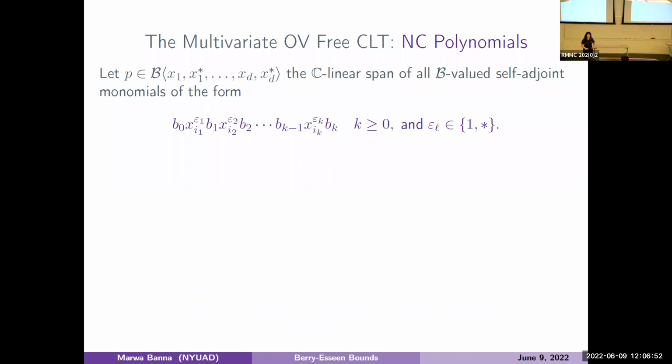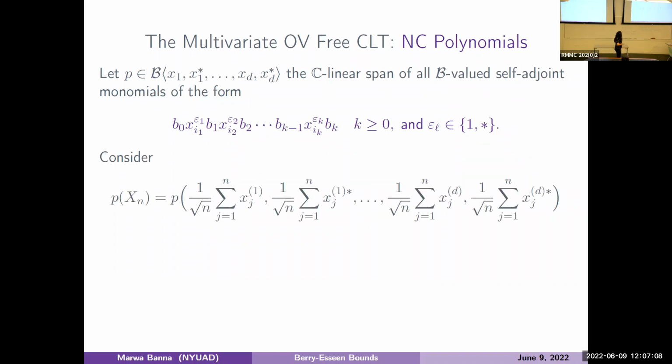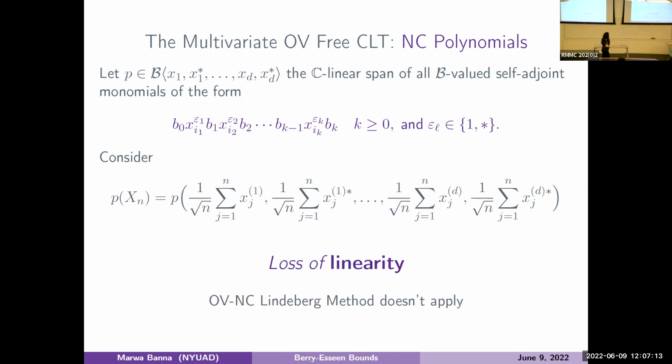Now, what about the polynomials? Here, it's a bit of a different story. If we consider polynomials in these elements, it is the C linear span of monomials of this form, and we would like to look at the distribution of P of Xn. So here we have lost linearity, which is an essential ingredient for the Lindeberg method. So we cannot just go back to the one variate setting as we did for the matrix linear pencils. We need to treat it separately.